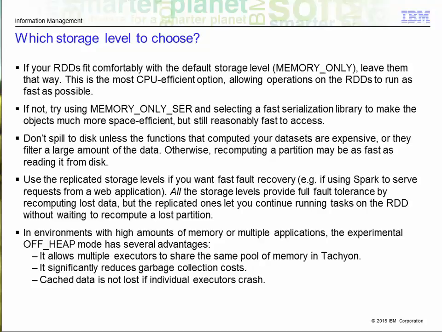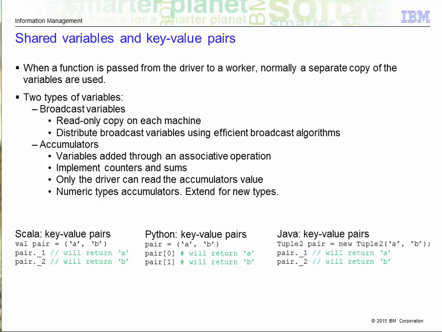Finally, use Tachyon if your environment has high amounts of memory or multiple applications. It allows you to share the same pool of memory and significantly reduces garbage collection cost. Also, the cached data is not lost if the individual executors crash.